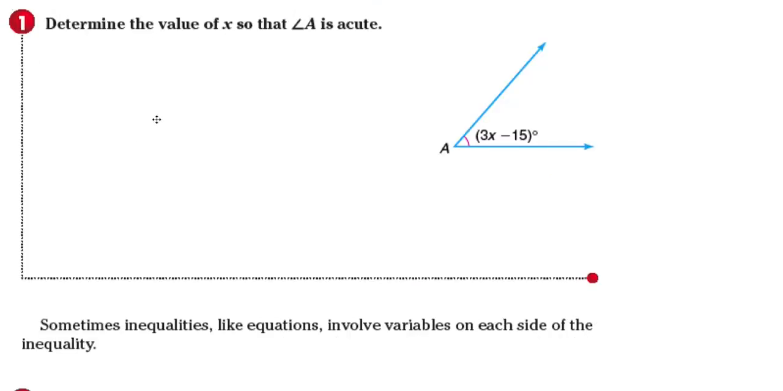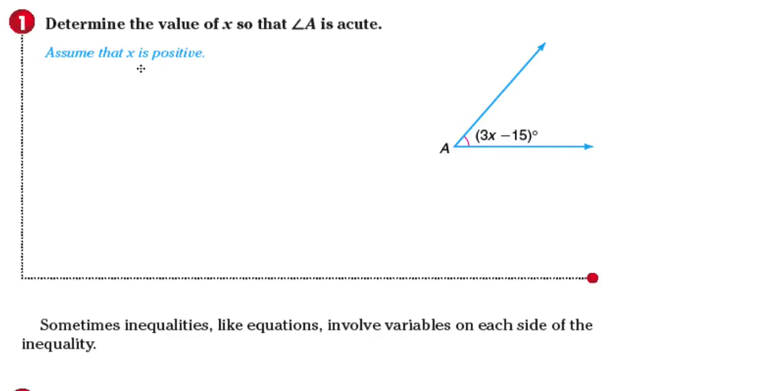Let's take a look at example number 1, to see how to solve this problem. Determine the value of x so that angle A is acute. So we have this angle. Angle A is 3x minus 15 degrees. Assume that x is positive because there's no such thing as a negative number in an angle measurement.